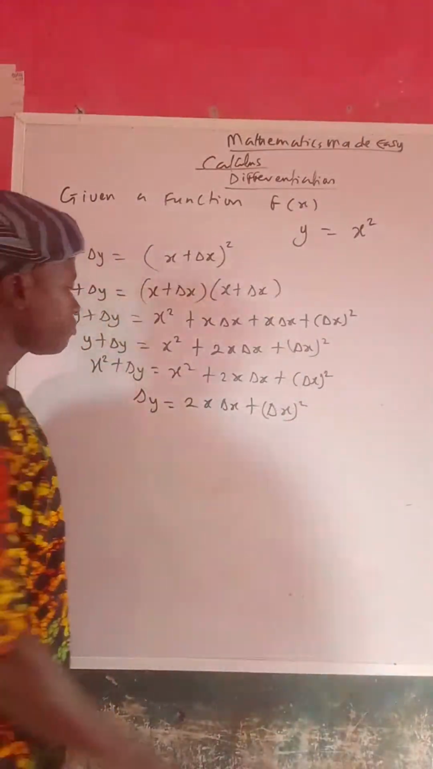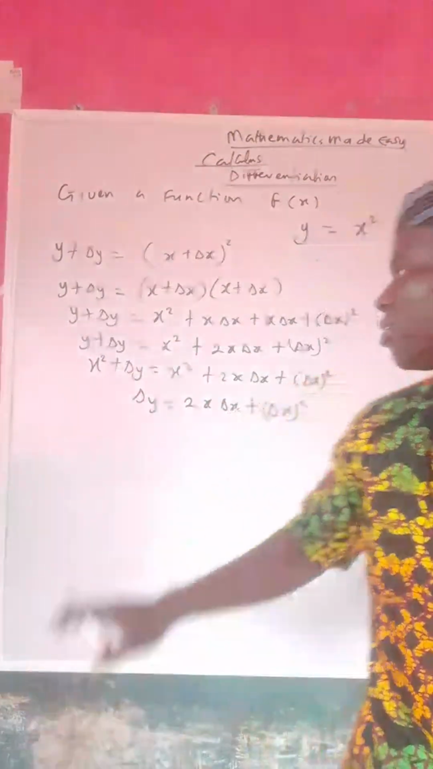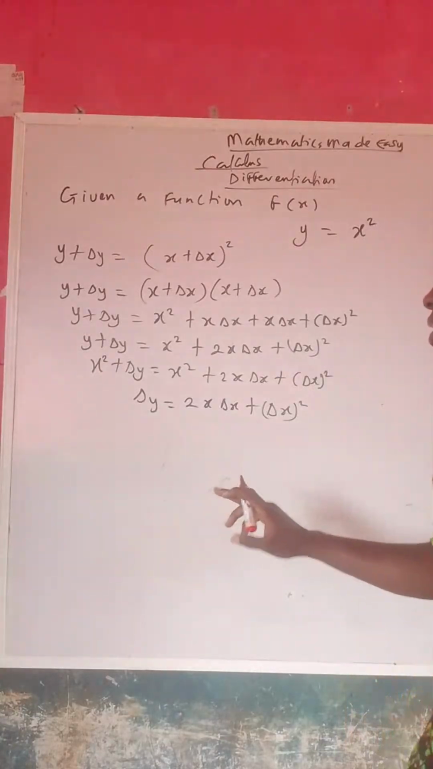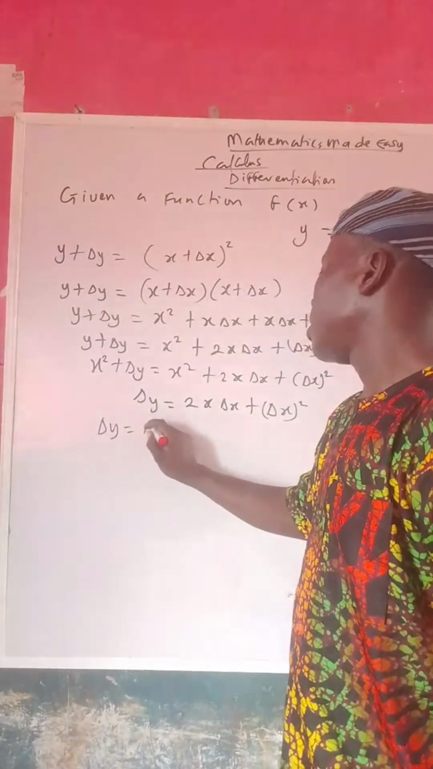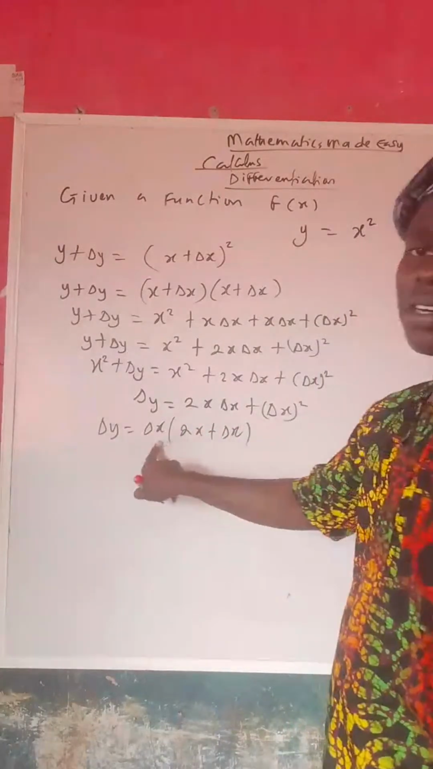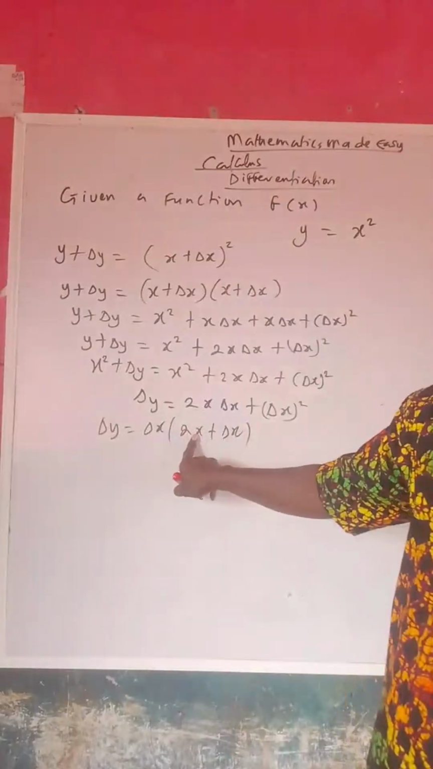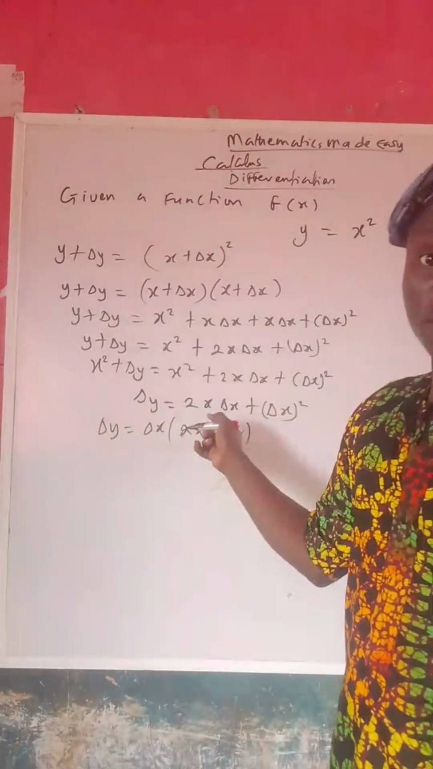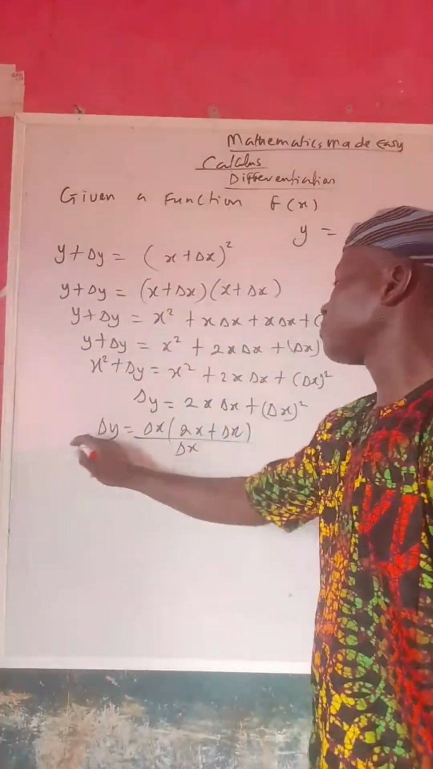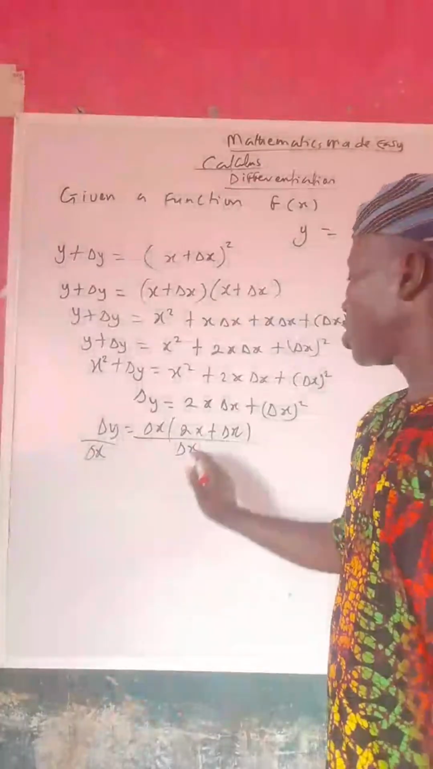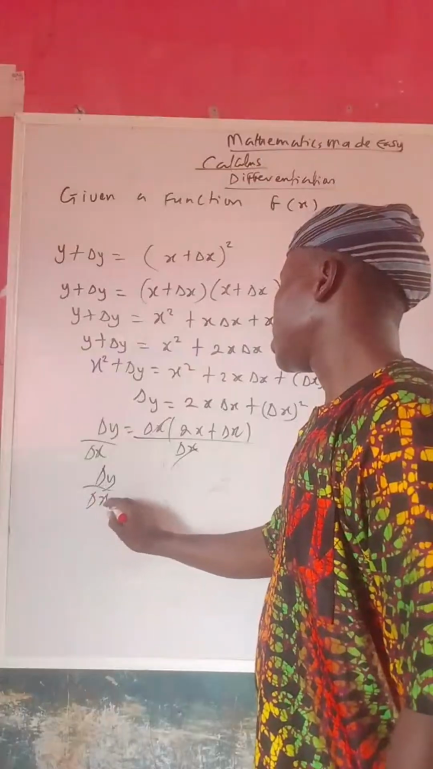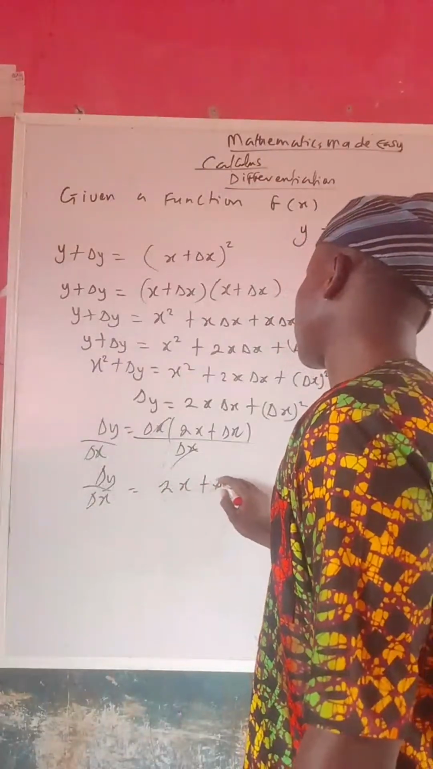Now, what do you notice on your right hand side? Change in x is common, so you can factor out change in x. So we have change in y equals change in x into bracket 2x plus change in x. You understand? The next thing you're going to do is divide through by change in x over change in x. We cancel out change in x, so we have change in y over change in x equals 2x plus change in x.